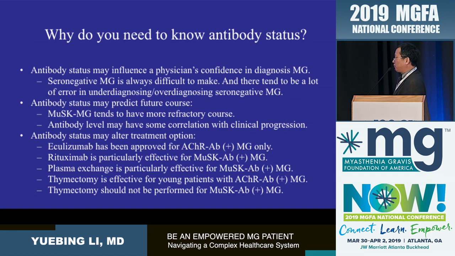Eculizumab, for example, has to be AChR antibody positive. Rituximab is particularly effective for MuSK antibody positive MG. Plasma exchange is more effective for MuSK MG than AChR MG. Thymectomy is generally effective for young patients with AChR antibody positive MG. Right now, we do not recommend a patient that has MuSK MG to have a thymectomy anymore.